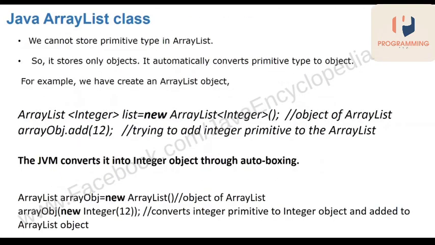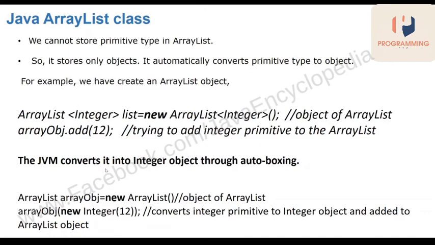We cannot, as I told you, store a primitive type in an ArrayList. Only objects or wrapper classes are stored. So if you see here, you have an object of ArrayList of Integer. Though you add a primitive, the JVM converts it into an Integer object, which is nothing but autoboxing.